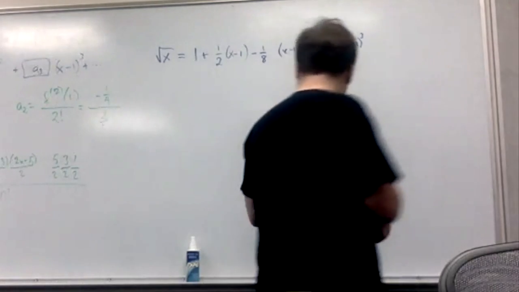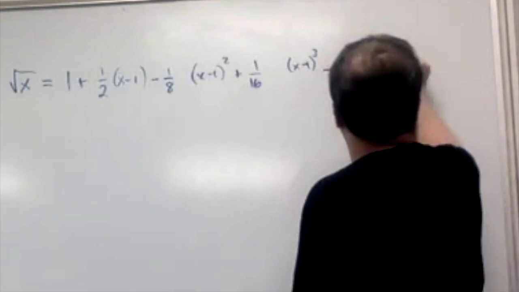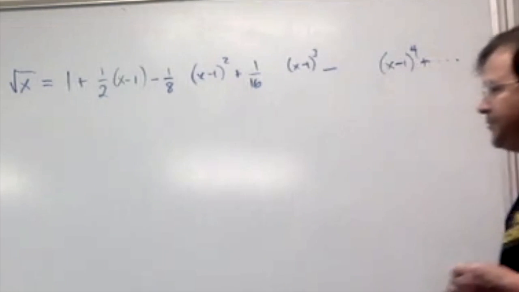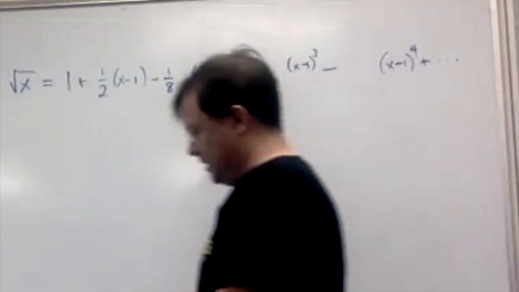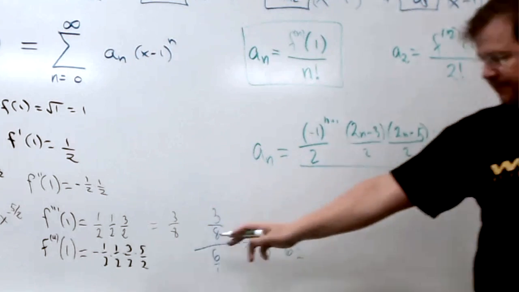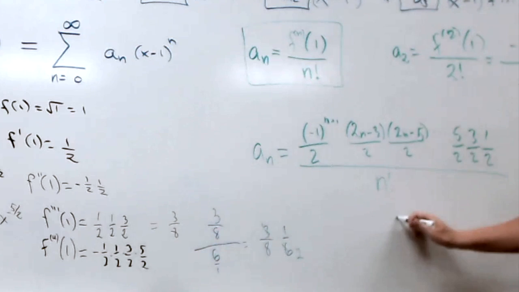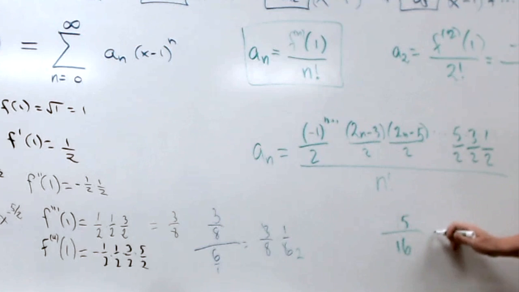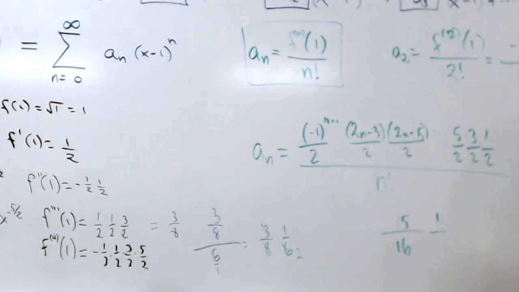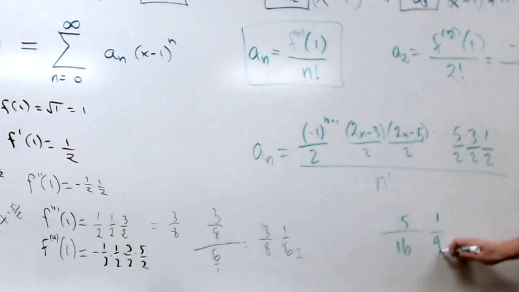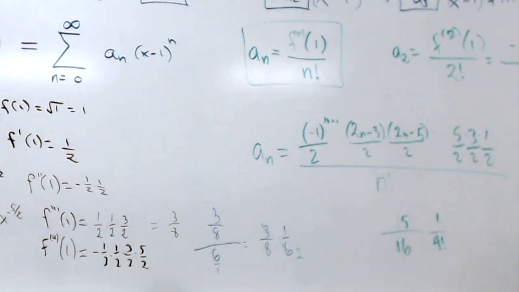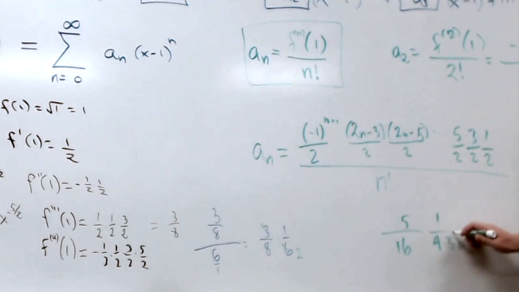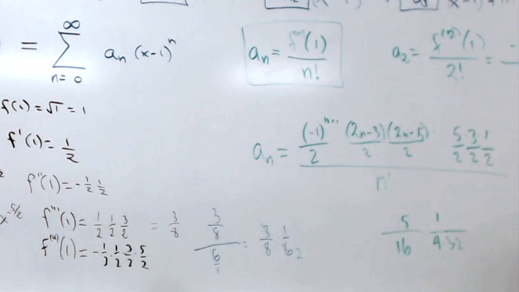So if the next one is 15 over 16 times 4 factorial? Well, it's coming from here, and that's 15 over 16. And then it's divided by 4 factorial. So 6 times 4, which is 24. The 3 can at least go into the 15.